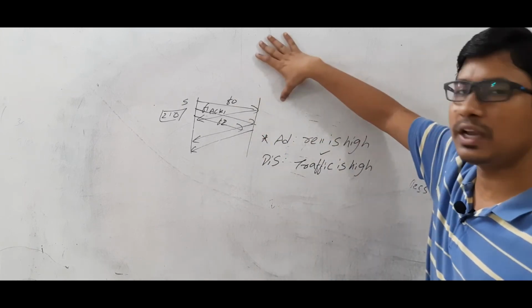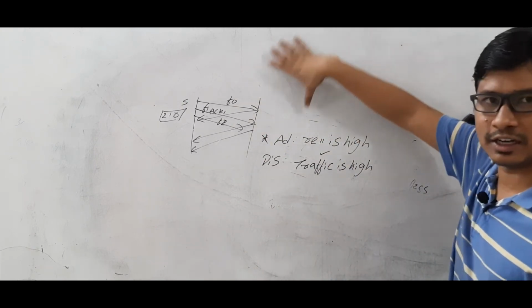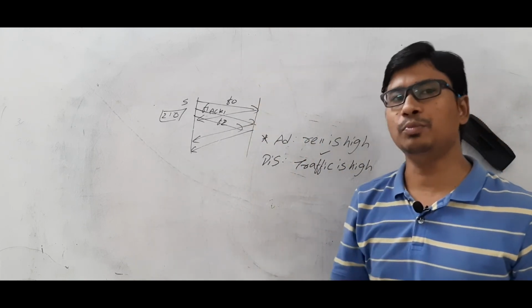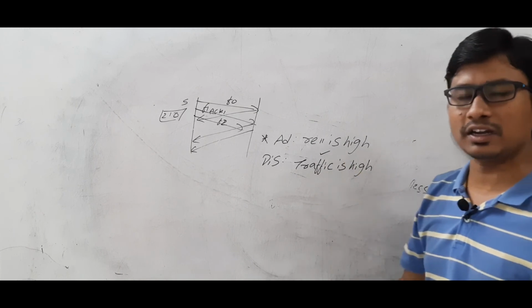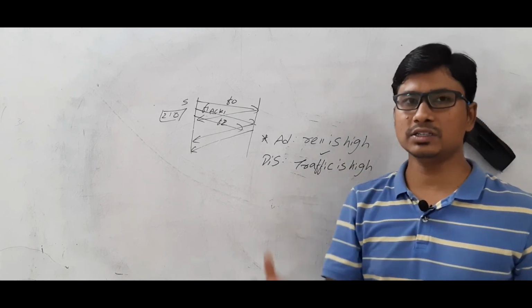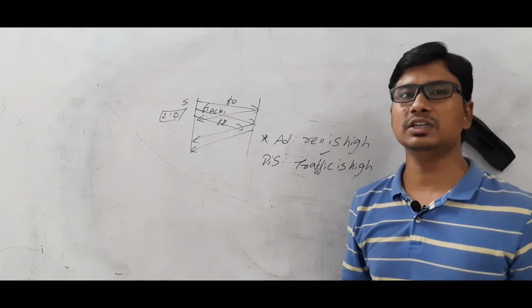So individual acknowledgement has both highs: reliability is high, traffic is also high. In cumulative acknowledgement, both are low: reliability is low and traffic is also low. So I hope you have understood what a cumulative acknowledgement is and what an independent acknowledgement is.